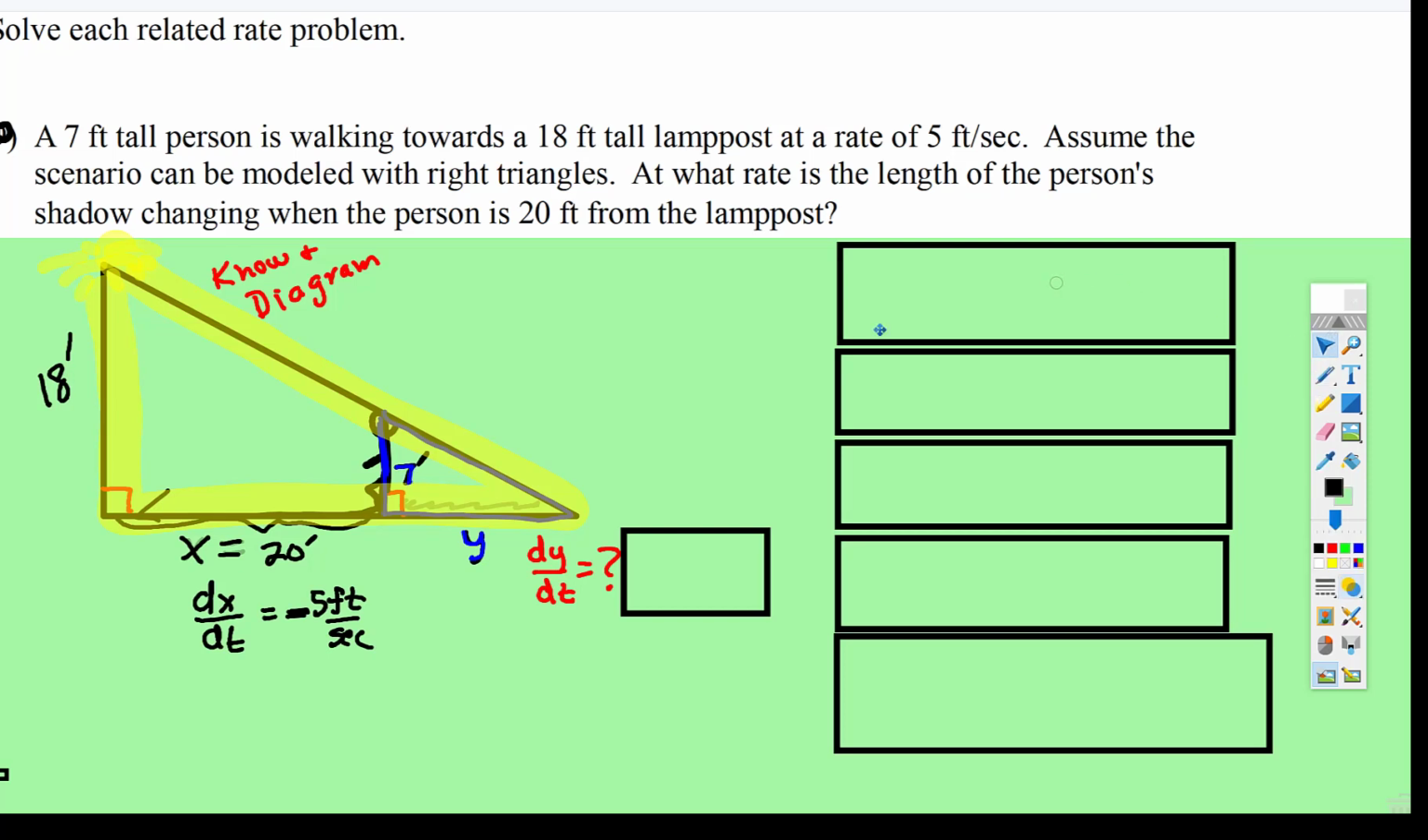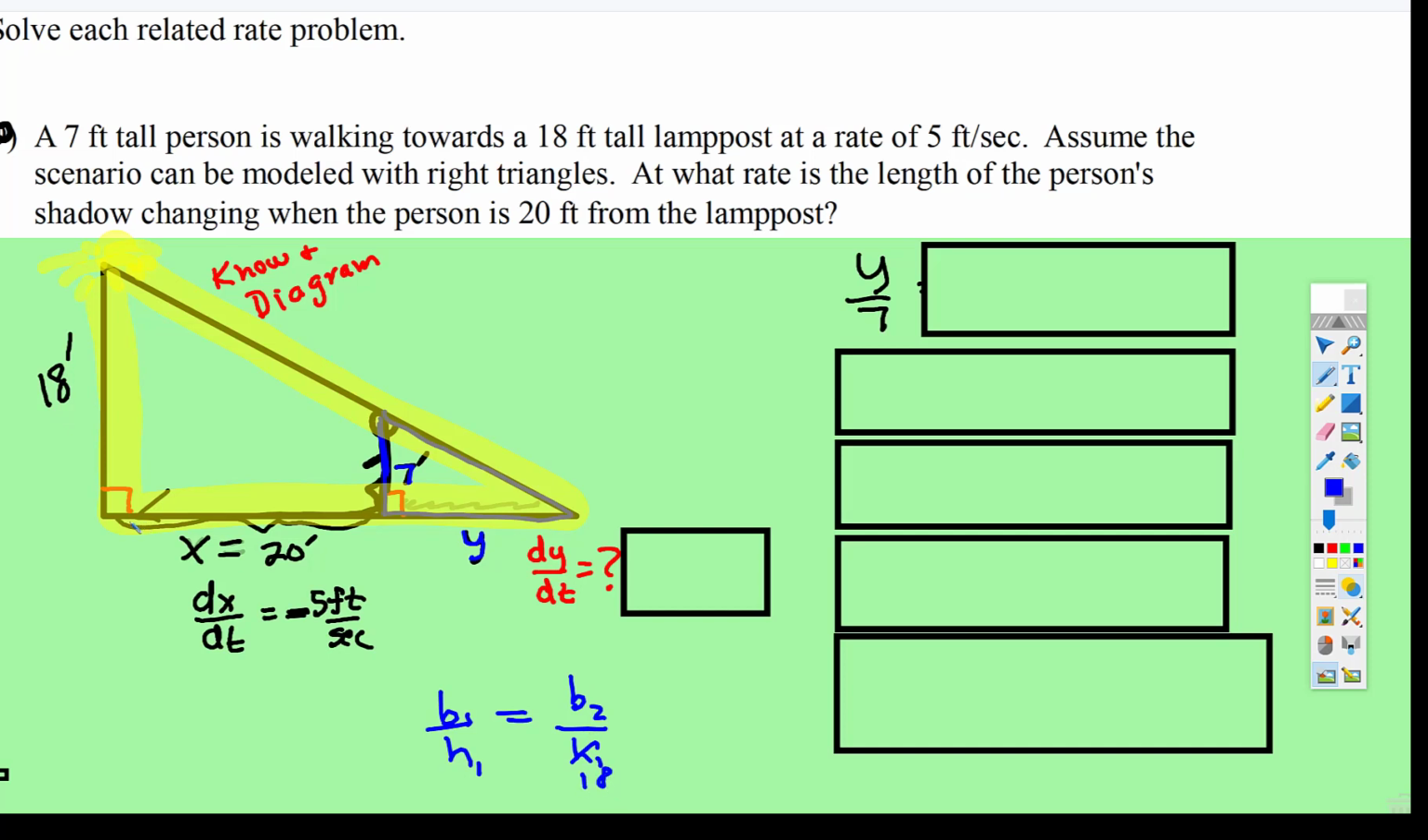I believe that's what I put right there. Yep. So the base is to the height. So base 1, height 1. And then we're going to do the second base is to the second height. Well, the second height we know is 18. Well, what is the first base? The first base from here to here is y, and the second base, including the 7-foot person, is x plus y.